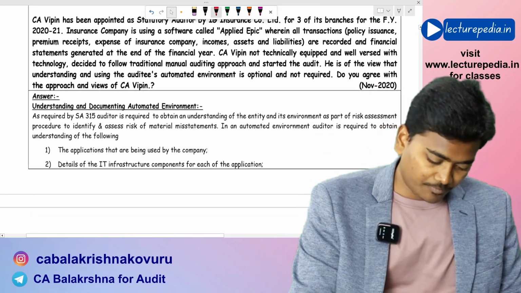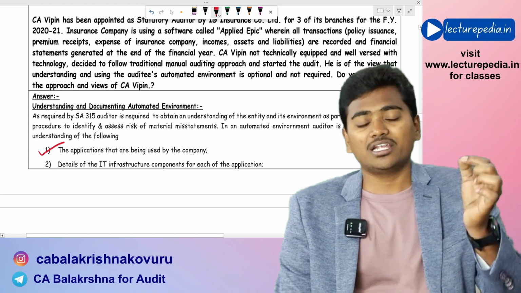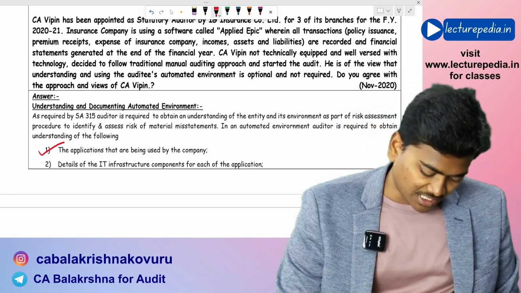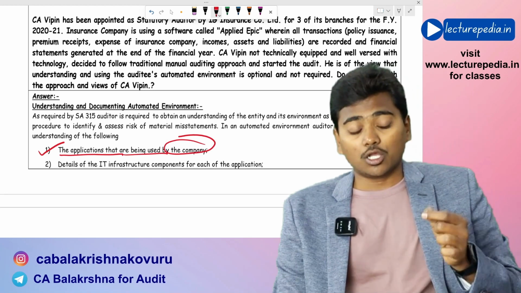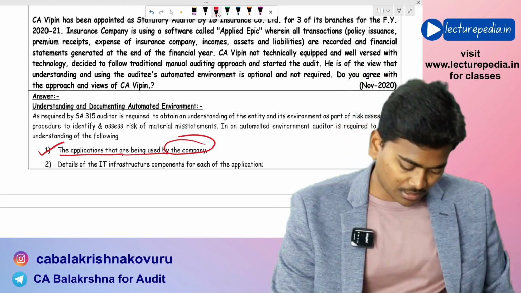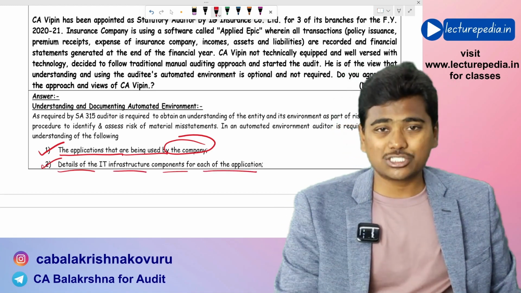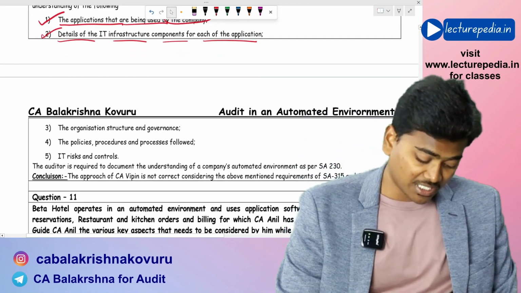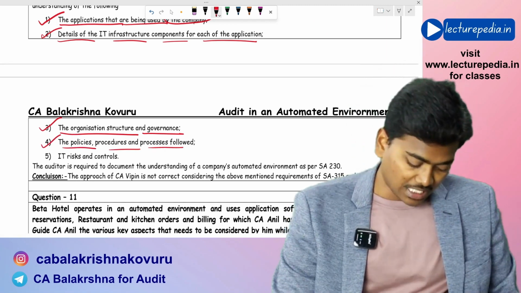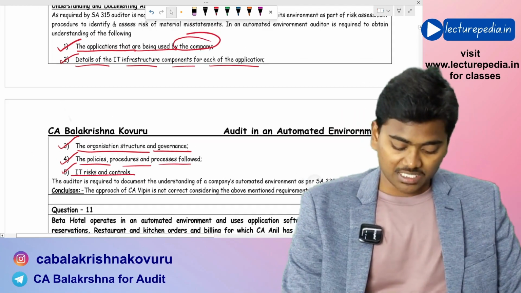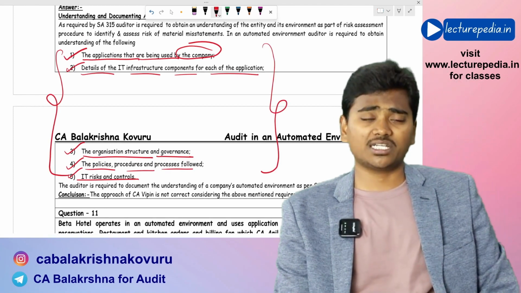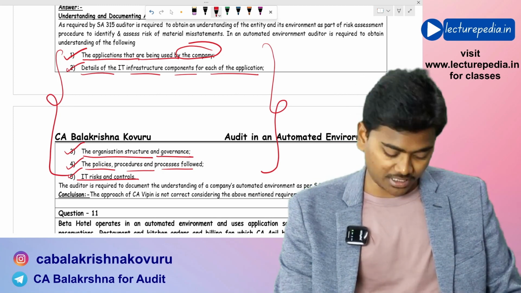First of all, in case of automated environment, the auditor needs to understand the information technology applications that are being used by the entity. Now, for these applications, what is the respective IT infrastructure? Details of IT infrastructure components for each of these applications have to be understood. Next, the organization structure and governance, the policies, procedures, and processes that are being followed, and finally, IT risks and controls. These are the 5 aspects that have to be understood by the auditor while conducting audit in an automated environment.